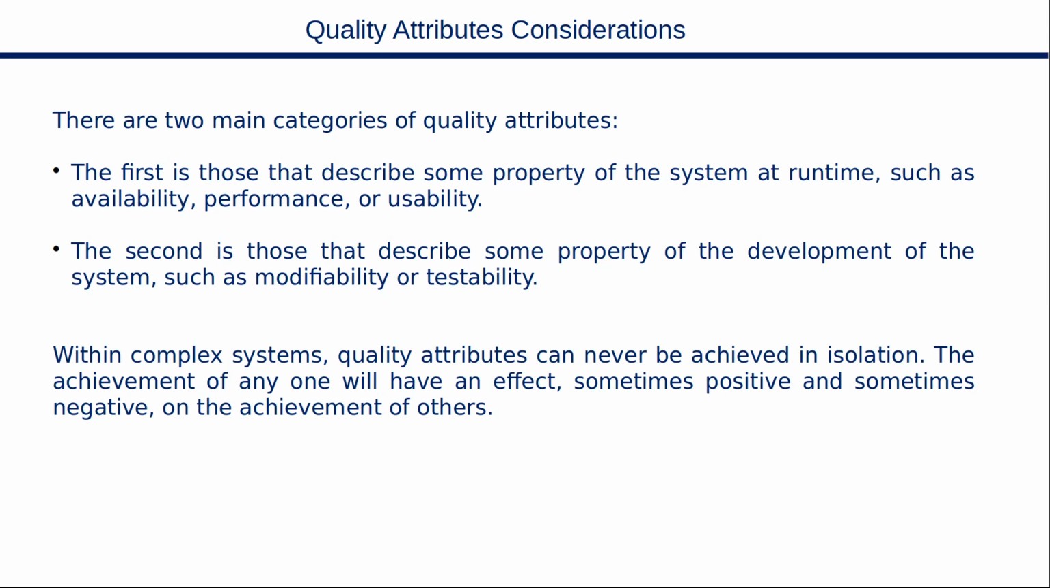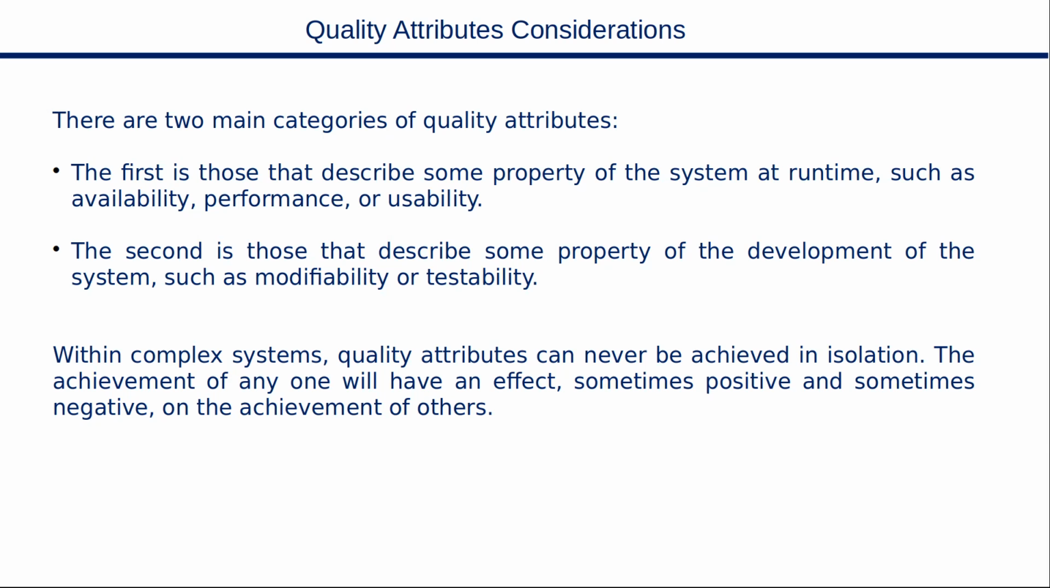So one of the points that divides these quality attributes is next, that we have two categories. The first is those that describe some property of the system at runtime, such as availability, performance, or usability. The second is those that describe some property of the development of the system, such as modifiability. How easy will it be to modify the code? How easy will it be to test the code, testability.